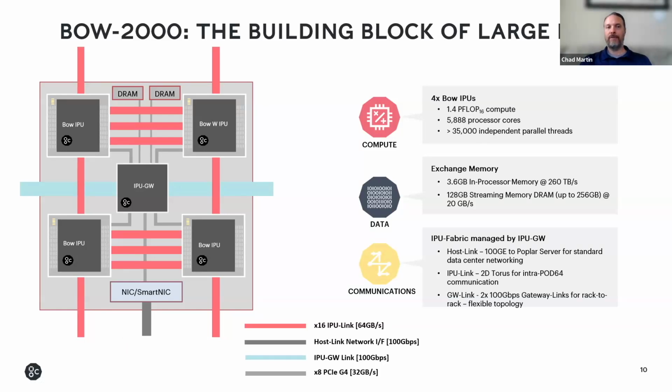We do also have some DRAM on the B2000. It has 128 gigabytes, typically configured as DRAM. However, because that DRAM sits behind the gateway chip, it has limited bandwidth to the Bow IPUs. So it's really meant for saving you from going back to the host system, rather than high bandwidth memory to access when performance is really needed.